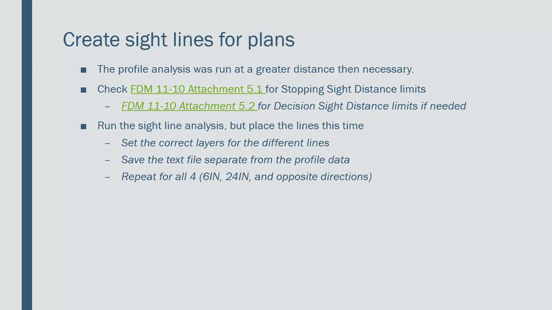We're going to save the text file separate from the profile data, so we still get a text file output. But we can add that into the project so that this area can be recreated later if a new sheet needs to be created. And we are going to repeat this for all 4, just like we did for the profiles, the 6-inch, the 24-inch, and then the 6-inch and 24-inch in the opposite direction. So we will end up with 4 total.